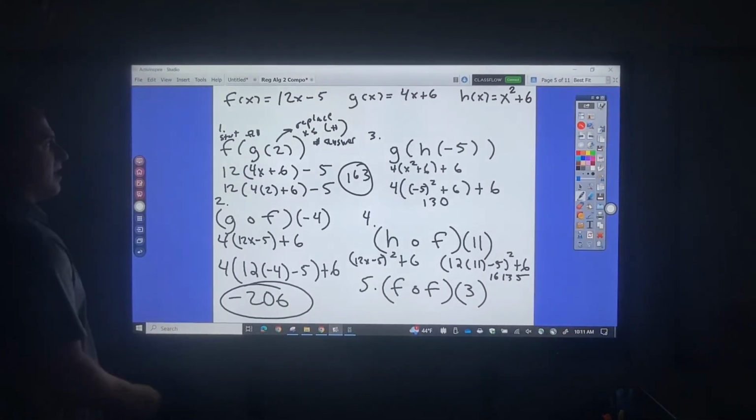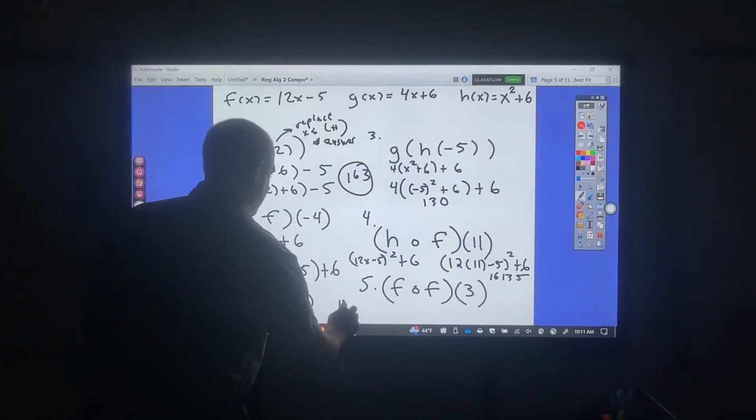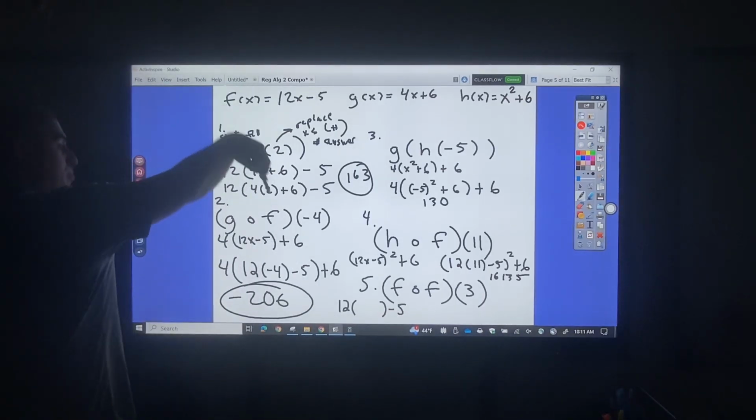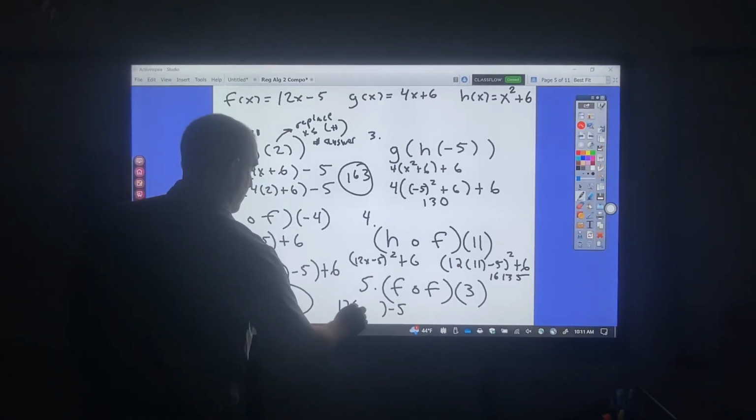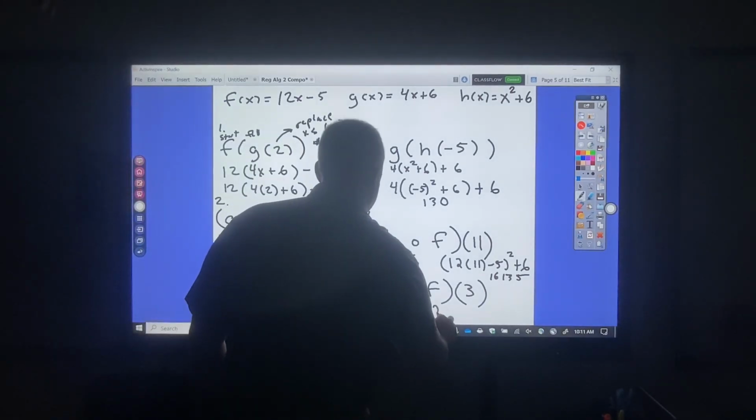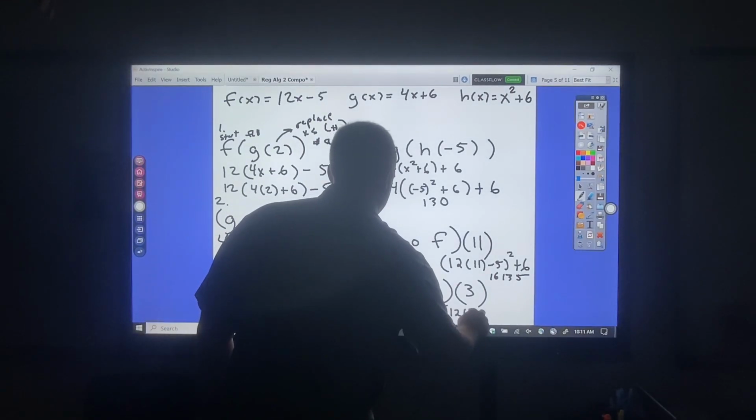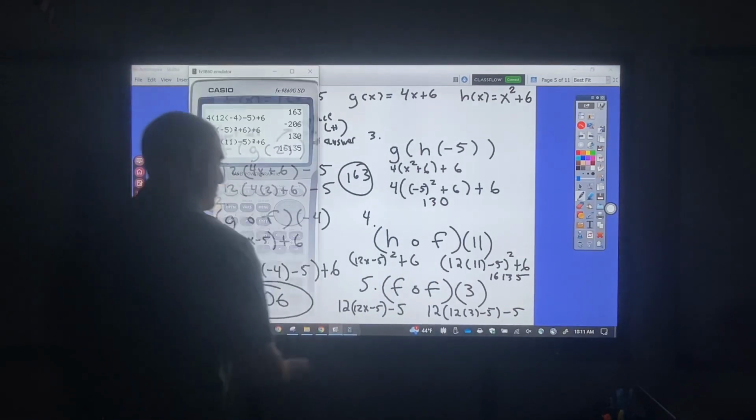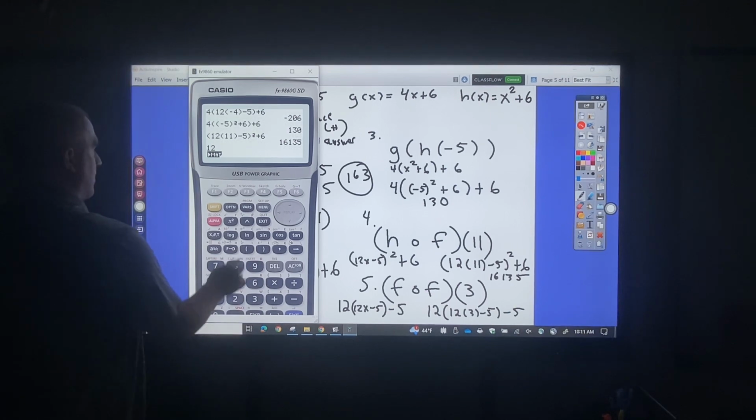f of 3. Okay, so that means I would start with f. I'm going to then put f in here. And since there is a number, I'm now just going to take out the x and put a 3. Okay, and I'm going to let the calculator do the work. Just got to make sure I got all the parentheses there.